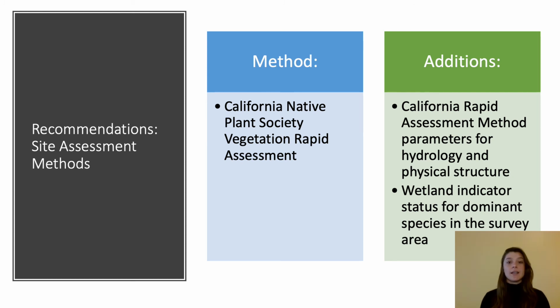I recommend adding the hydrology and physical structure attributes from the California Rapid Assessment Method because they provide important information on water quality and habitat complexity. Lastly, I recommend determining the wetland indicator status for all dominant species in the plot because it is a characterization for all plant species and describes their affinity for growing in wetlands, uplands, or both.